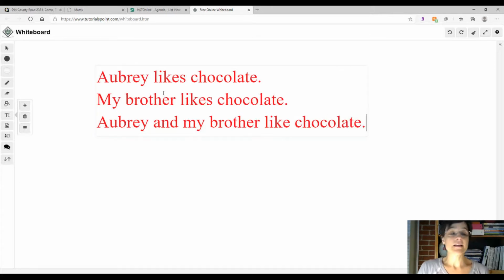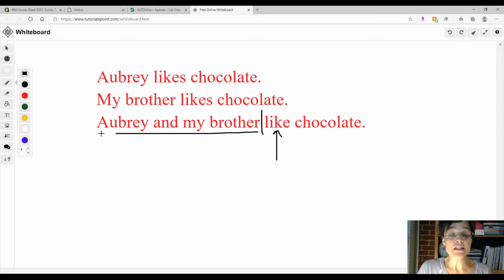Aubrey and my brother like chocolate. So guess what we have? We have a compound subject, because here's our verb. Here's where our sentence breaks. So here's our complete subject, and then our simple subject is compound. It's Aubrey, and it's actually not my, it's just brother. I better fix that. Aubrey and brother. That's called a compound subject, because there's two subjects in the subject.